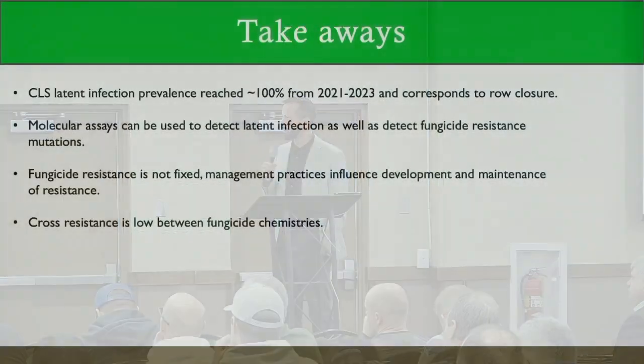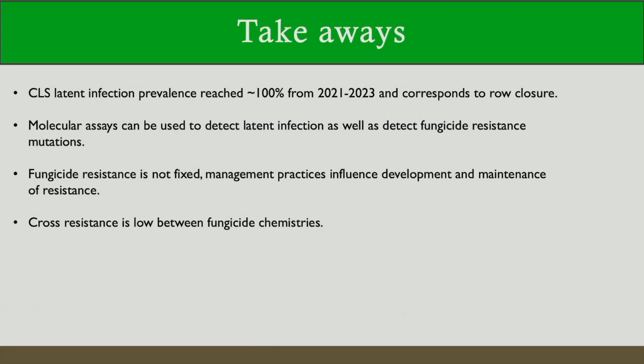So just to quickly cover a couple takeaways from this, CLS latent infection prevalence reaches nearly 100% in 2021 and 23, and it corresponds pretty closely to row closure. So when you start thinking about the economics of when to apply a fungicide, early July would be a good start date, and some of our data from further up north shows that maybe even that last week of June.